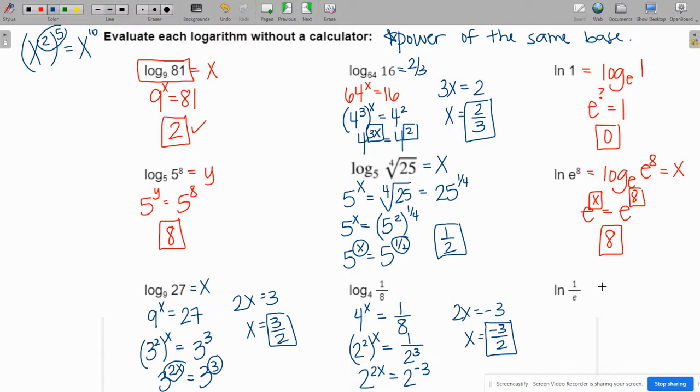Last one, the natural log of 1 over e. So again, this is a log base e of 1 over e. So we're asking e to what power is 1 over e? So e to what power is, well, if I wanted to rewrite this as e to a power, that's going to be e to the negative first power. Therefore, x is -1. So if we were to evaluate this, we would get -1.